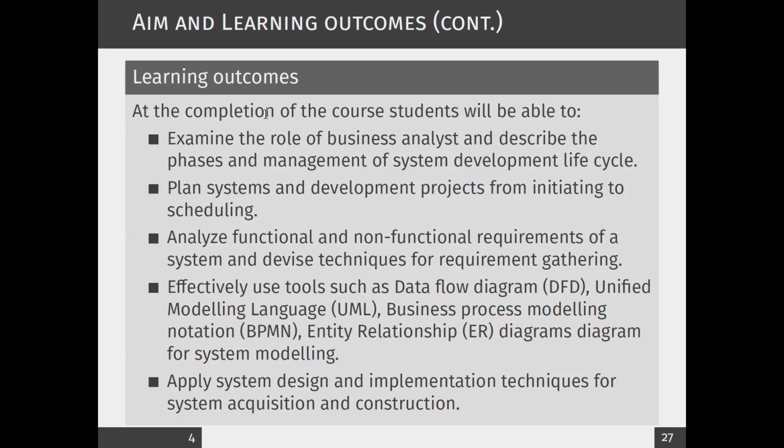Last one, apply system design and implementation techniques for system acquisition and construction, which means once you have collected all the required information, you can either develop your own system, or get one from somebody else, or have designers build the system. So that will be our last learning outcome.